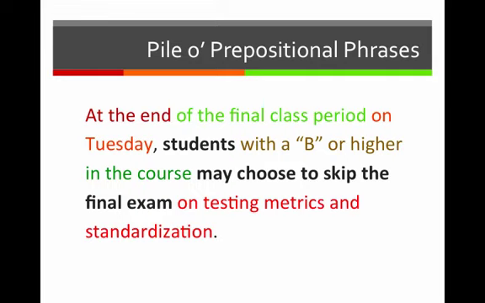What about this last prepositional phrase? The final exam is on testing metrics and standardization. Is this really necessary, or am I just trying to make my syllabus longer? You might say, I want to know what the final exam is about, so I can make an informed choice about whether or not I want to skip that. But does this information need to go in this sentence? Could it go somewhere else in the syllabus, like with the final exam section? A lot of this is a matter of taste, but a lot of it really depends on your audience and what information those people need.